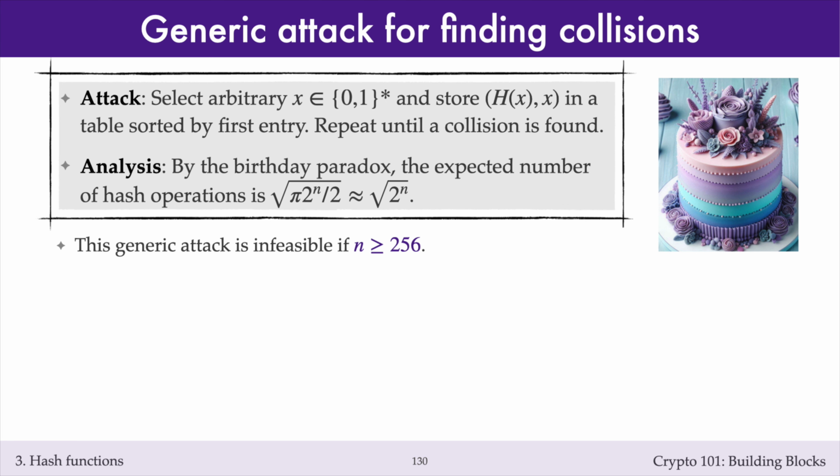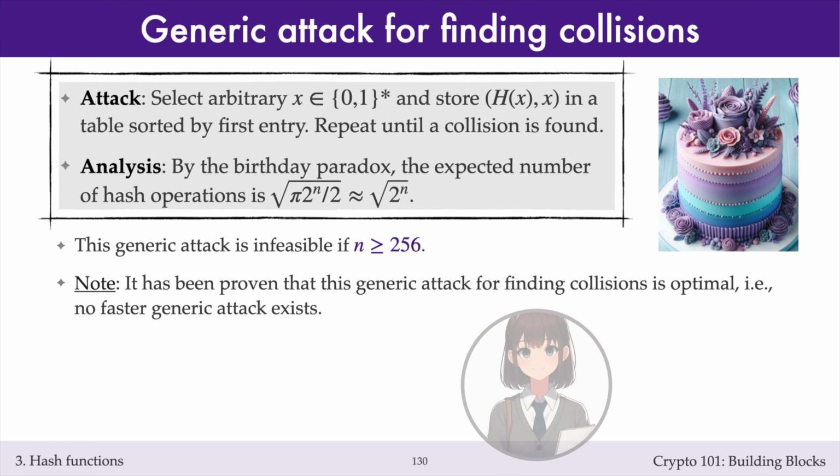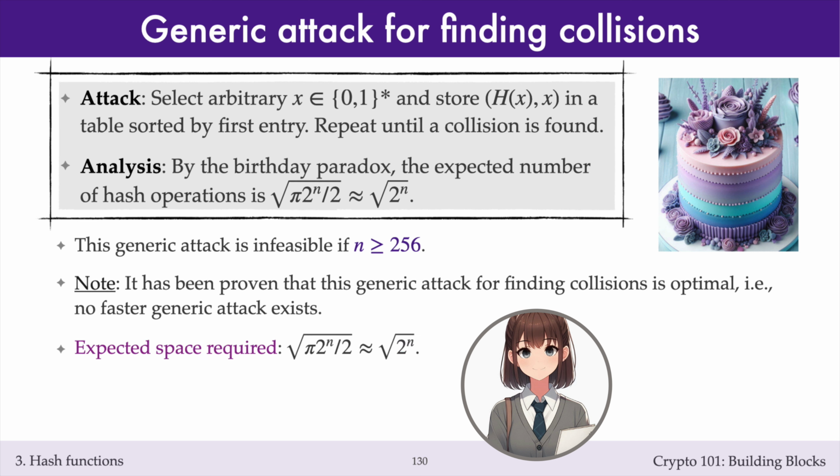To ensure that the attack is infeasible, n should be at least 256, because then the running time of the generic attack is at least 2 to the 128. It's been proven that the running time of the generic attack for finding collisions is optimal. However, a major drawback of this generic collision finding algorithm is the space required, which is roughly the square root of 2 to the power n.